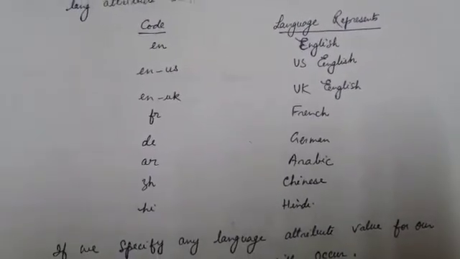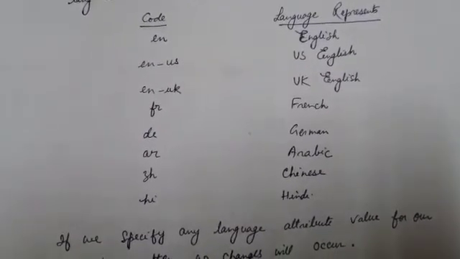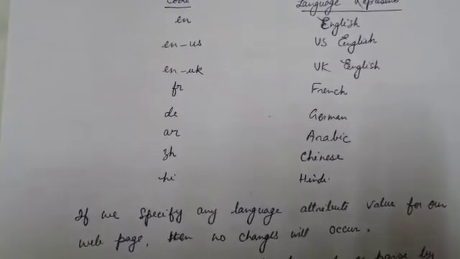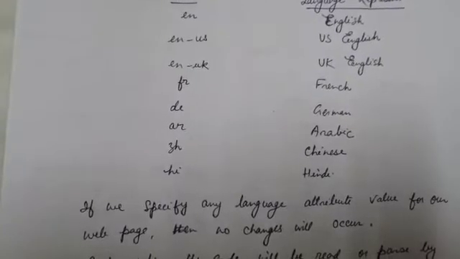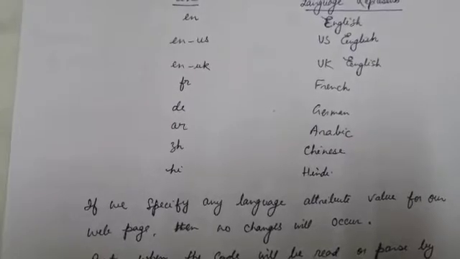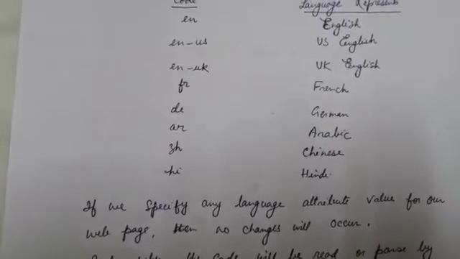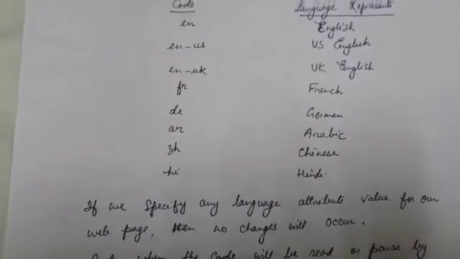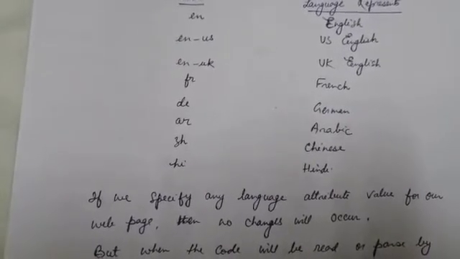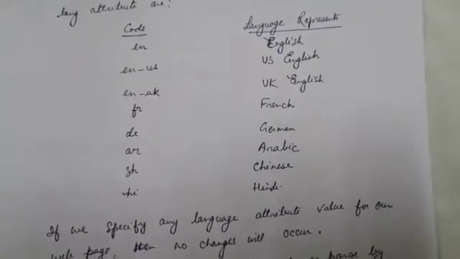So if we specify a language attribute value for our web page, no visible changes will occur, but when the code is parsed by the browser, the browser will treat it accordingly. For example, if we use FR as the value of the HTML lang attribute, the browser will know that the default language of the page is French. So when a search engine crawls the web page, it treats the page differently. Maybe it ranks higher in French search because of the French language of that page.